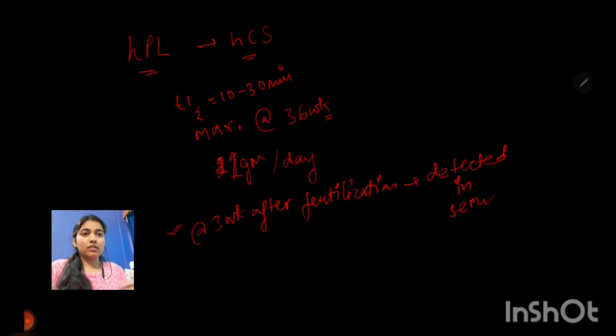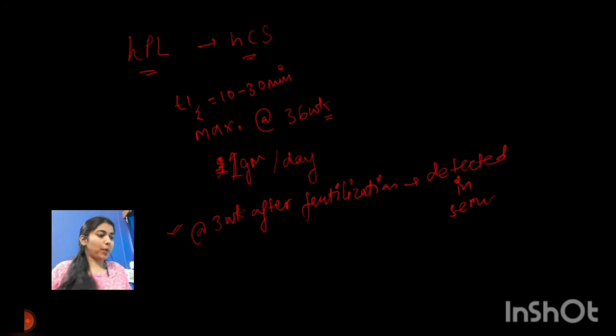So it is also known as HCS, and its half life is 10 to 30 minutes only, and maximum at 36 weeks of pregnancy, as it increases steadily throughout the pregnancy, and is 1 gram per day at term. At 3 weeks after fertilization, it is detected in the serum, and it is synthesized by syncytial trophoblast.